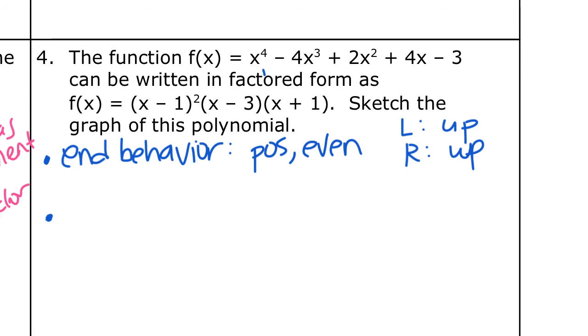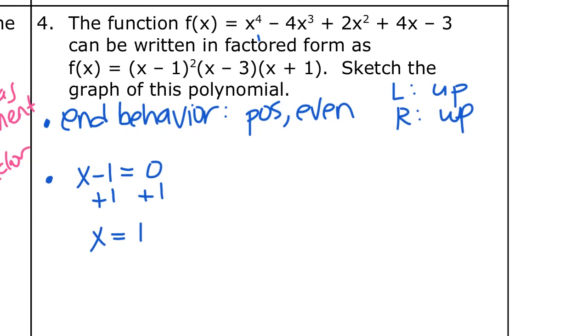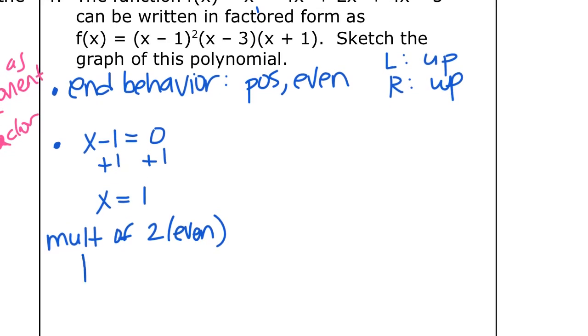Okay, so let's start with the first one, x minus 1. Set it equal to 0. That means I need to add 1 to both sides. So x equals positive 1. But there is one thing to look at here. That factor was squared. It had a multiplicity of 2, which is an even multiplicity. So that means at that point, it is going to touch the x-axis at 1, but it's only going to touch and then bounce away. It's not going to go through.